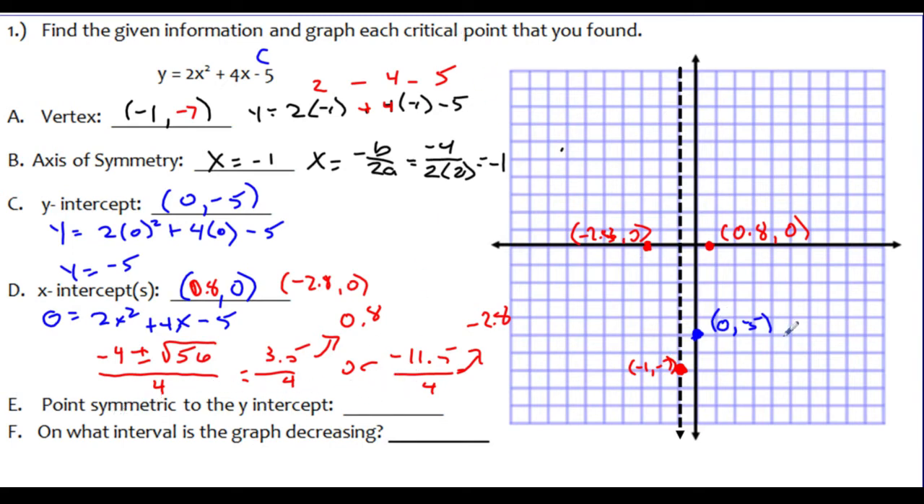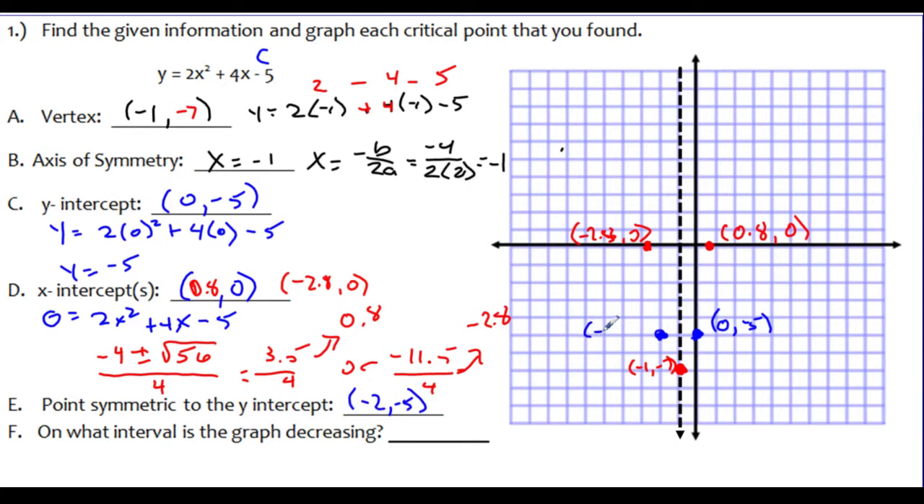And all that we're really saying is, remember this idea of symmetry: if the y-intercept is just one unit over from the axis, that means there's another point one unit on the other side. If I count over, negative 1, negative 2, down to negative 5, that looks like the symmetric point is (-2, -5). And I'm going to label that.